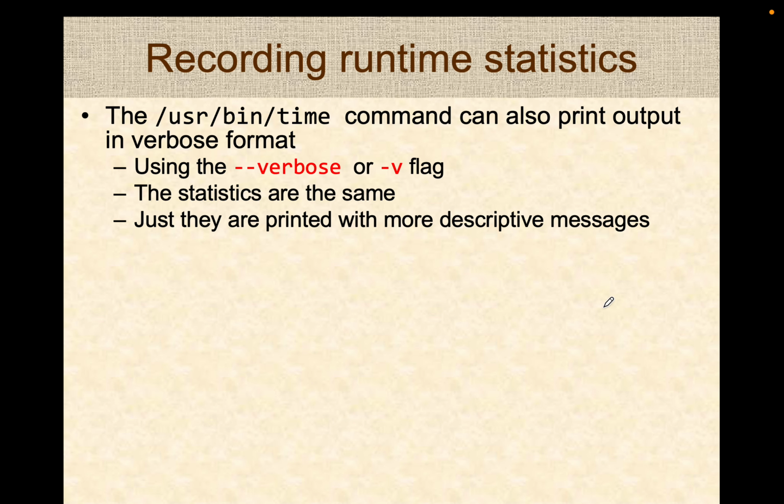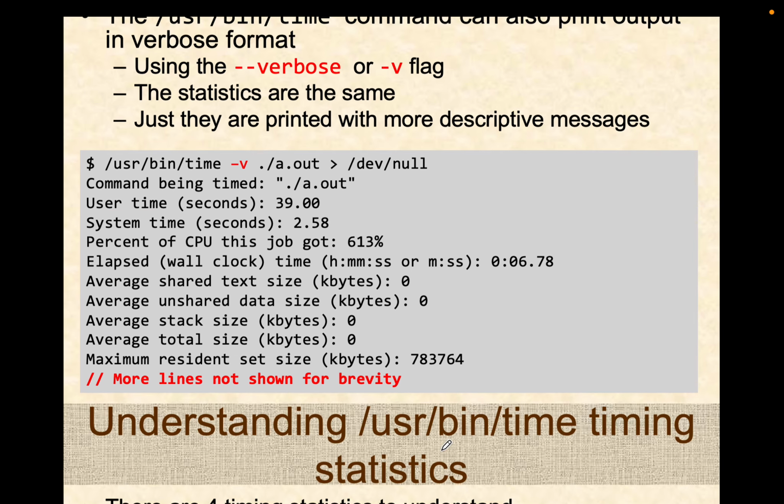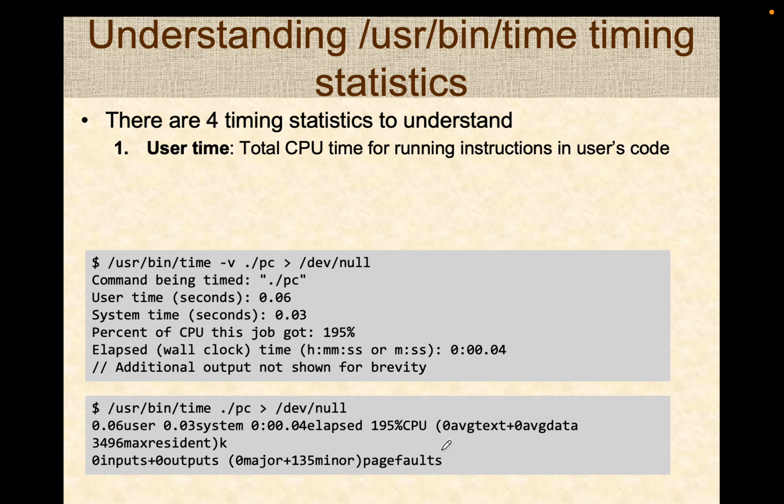/usr/bin/time prints information in two different formats. It can either be a succinct format or a verbose format, where all of the details are printed out with a more verbose description of each one of the statistics. So initially when we get started, it might be handy to have the verbose flag set so that we can get detailed output, so it's easier to remember and work with it. Let's look at some of the key statistics that we will record with /usr/bin/time.